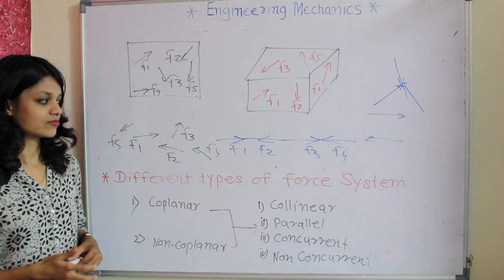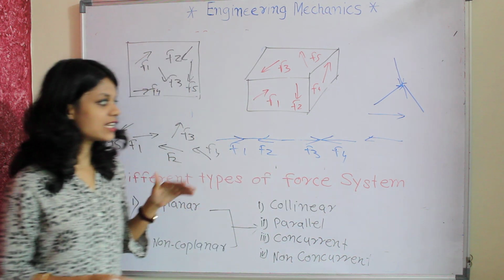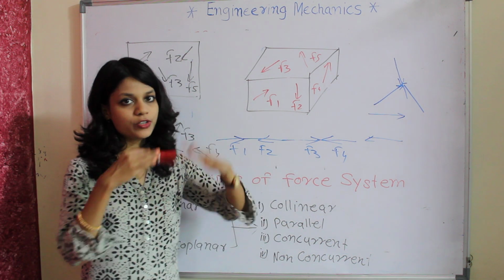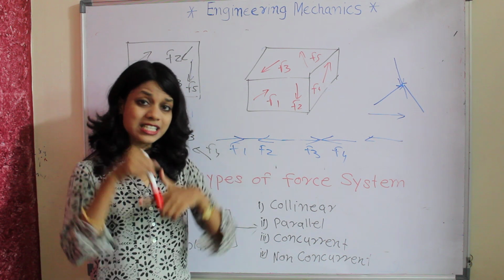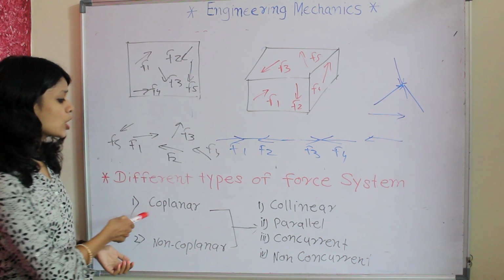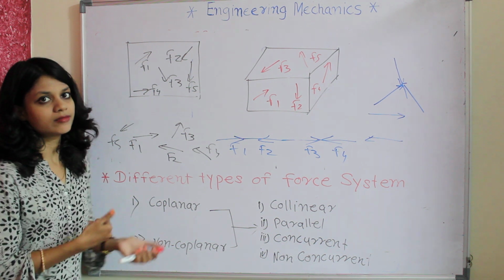Right? Simple. Collinear forces: line of action is the same. Parallel forces: parallel to each other. Concurrent: passing through a single point. Non-concurrent: not passing through a single point. Coplanar: lies in the same plane, and non-coplanar: does not lie in the same plane. Simple.